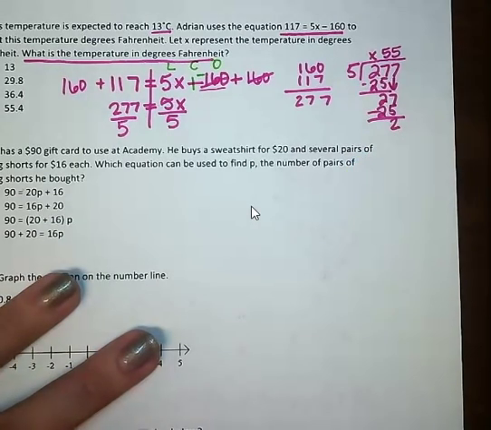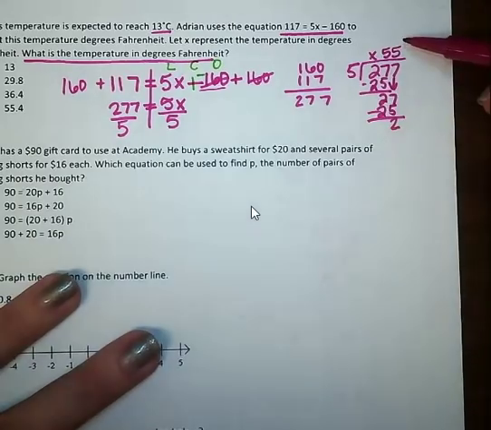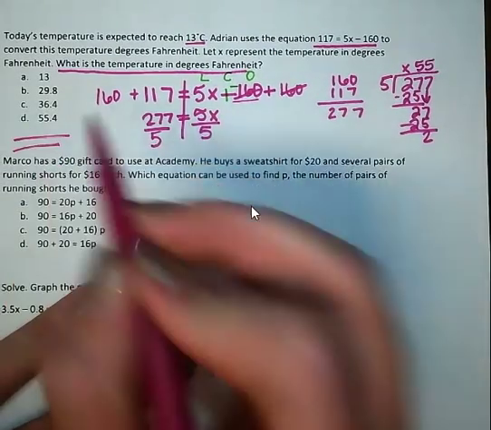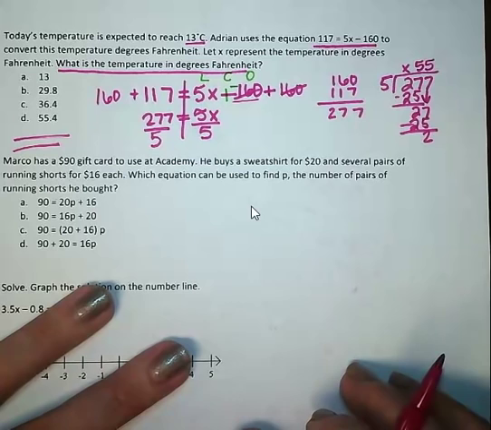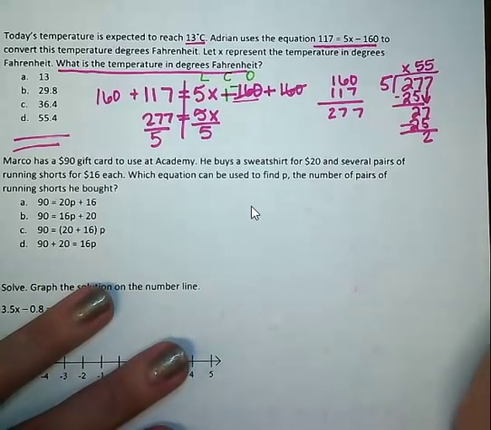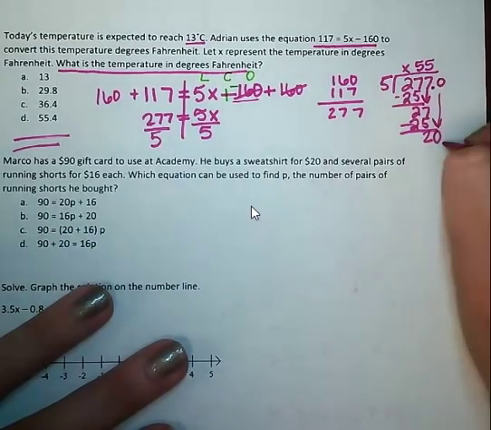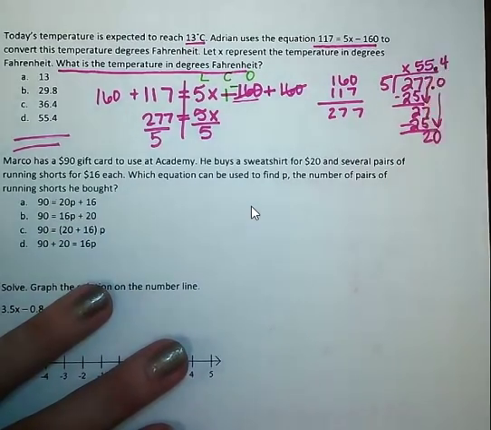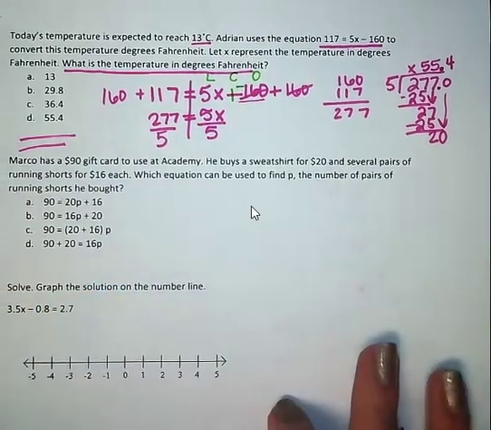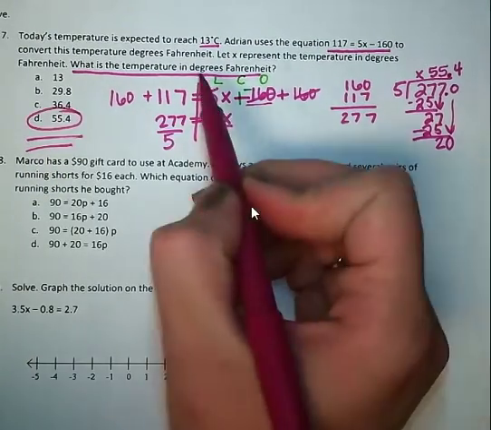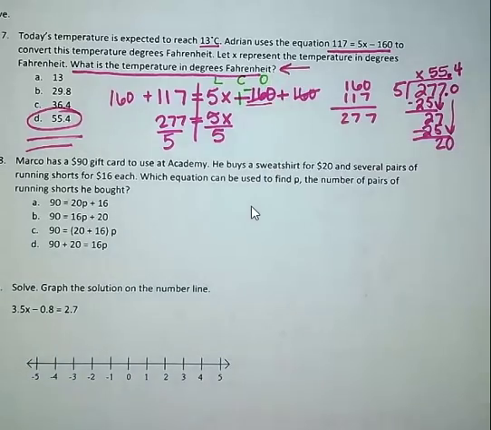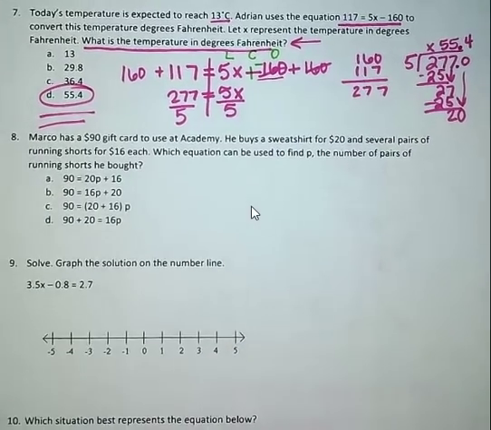So I could do one of two things. I could change it into a mixed number, but if I look back over here at my answer choices, those are all in decimal form, so I definitely want to keep that in decimal form. So I'm going to add a decimal, add a 0, and 5 goes into 24 times. So 55.4, and that represents the degrees in Fahrenheit, which is what we were trying to find.